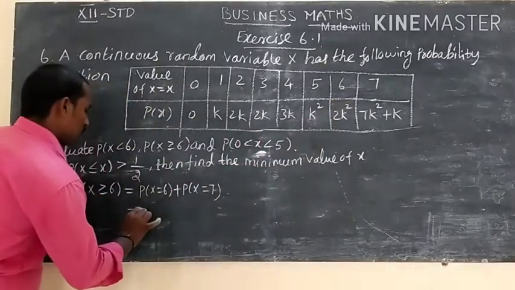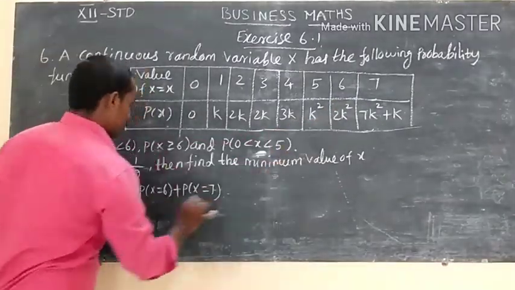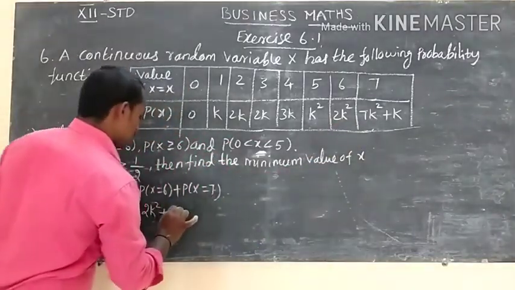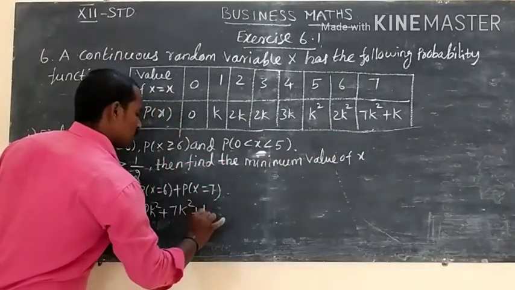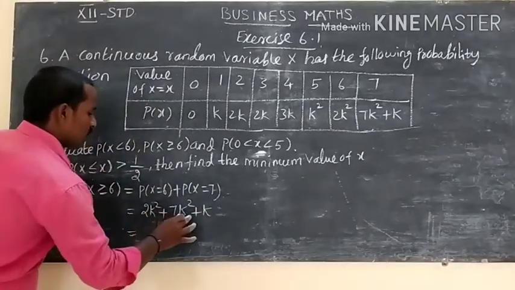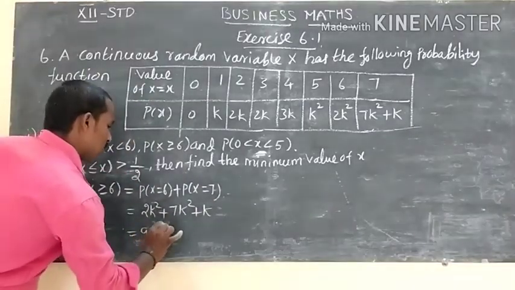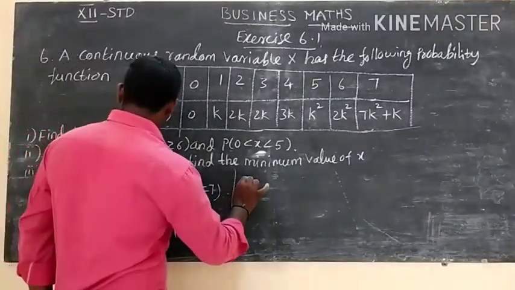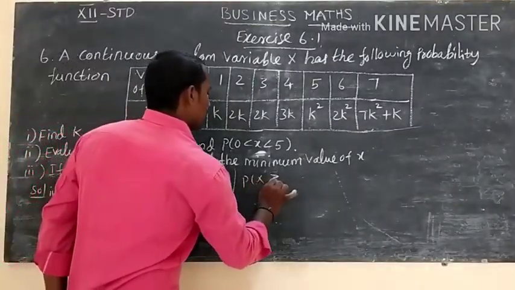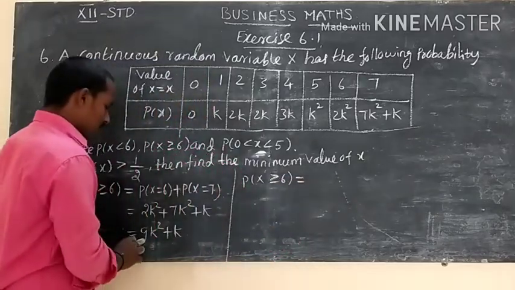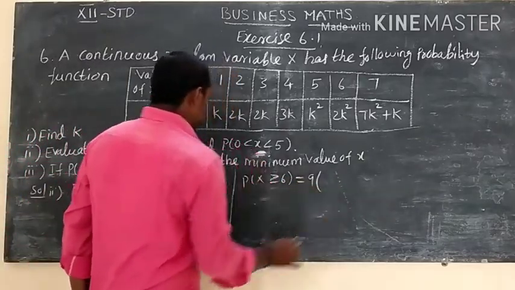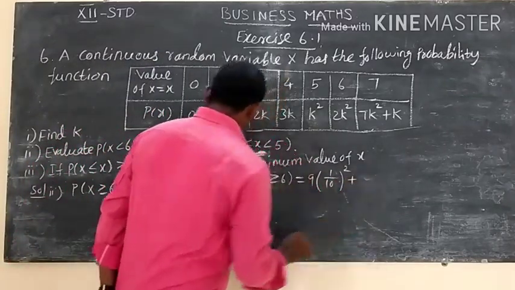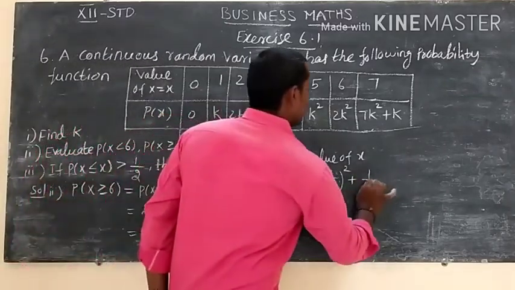This is equal to P of x equal to 6 value is 2k square, plus P of x equal to 7 value is 7k square plus k. And the sum of the k square terms is 9k square plus k. Then replacing the k value here, P of x greater than or equal to 6 equals 9 into 1 by 10 the whole square plus k, which is 1 by 10.